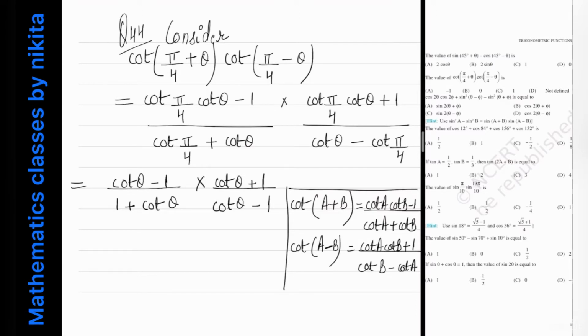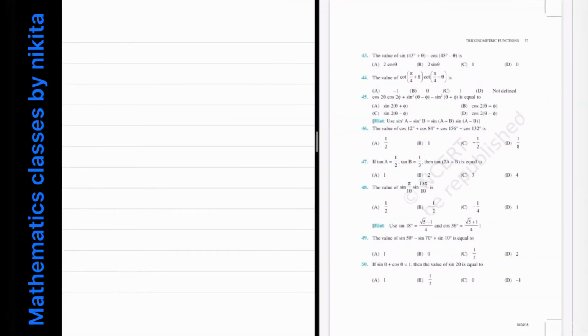So you can see that this cancels out with this and this cancels out with this. So the answer is 1. That is option number C. So therefore the correct answer is option number C. Okay, got it? So very important is cot of A minus B का formula याद रखना. Now next question.